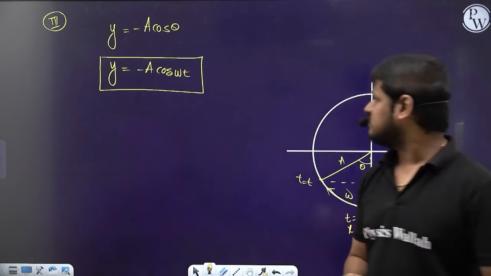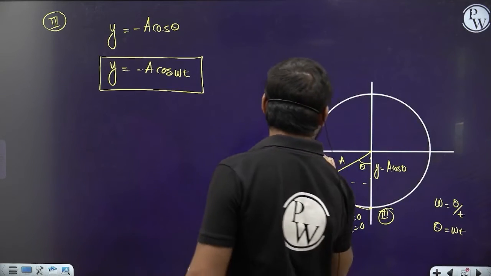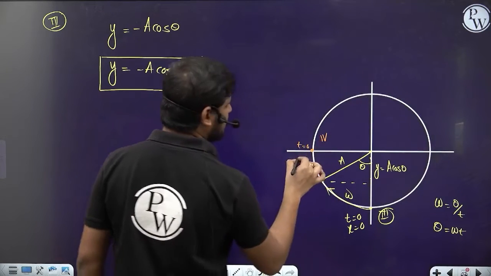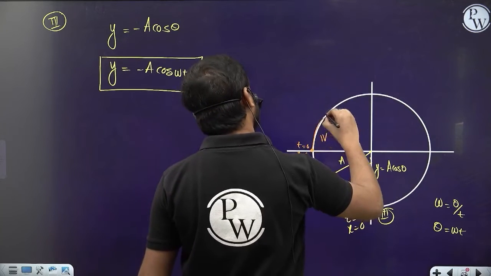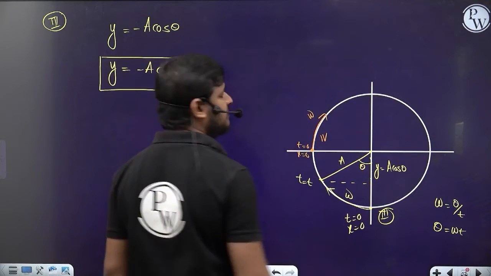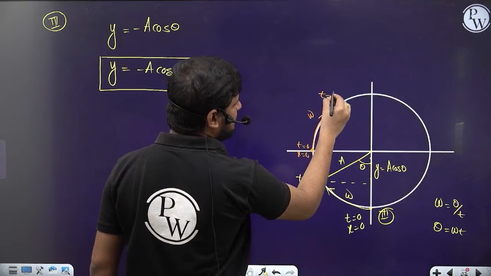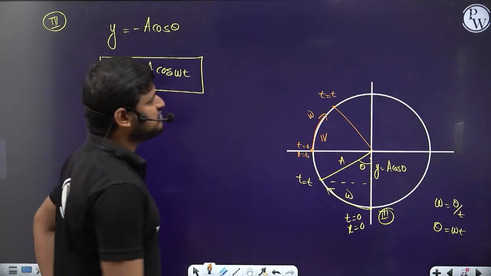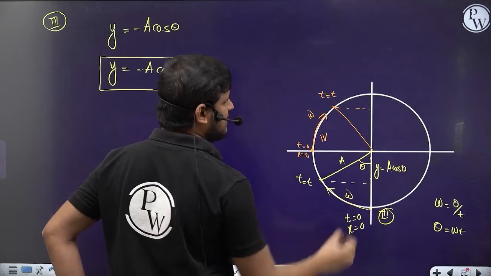Done. Clear? So let me do the fourth scenario here itself. The fourth scenario I'll take from here. At time t equal to 0, the particle, let's say its initial displacement is 0. Now it's moving in this direction with angular velocity, let it be omega. After some time t, the particle has reached this place.